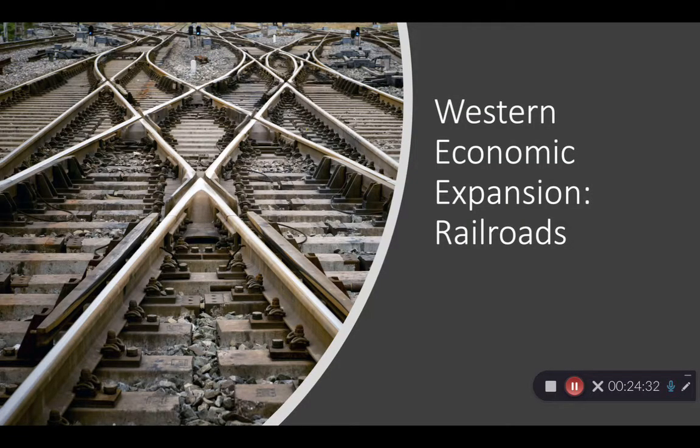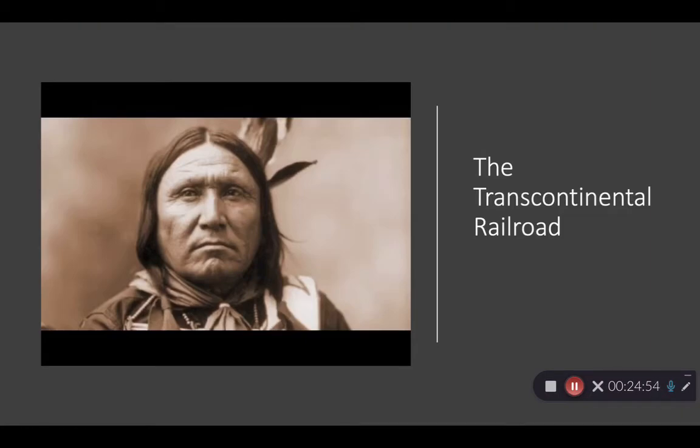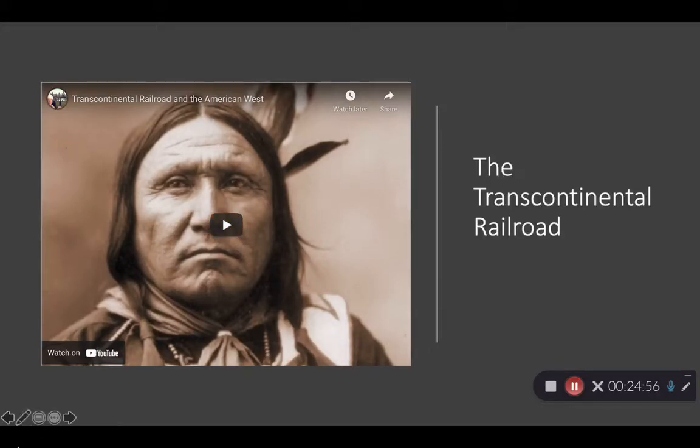Okay, so westward economic expansion, looking at railroads specifically. So this is an example of a railroad map. It's pretty close in, but we see Ohio, Illinois, Michigan, so what the railroads kind of looked like in the northern United States. Okay, so watch a short video on the Transcontinental Railroad. Transcontinental means that this railroad was meant to stretch from one side of the United States to the other.